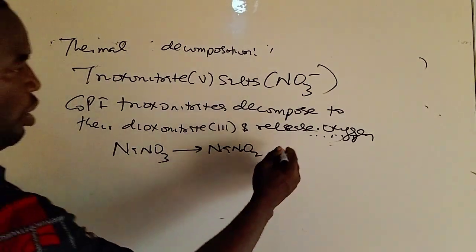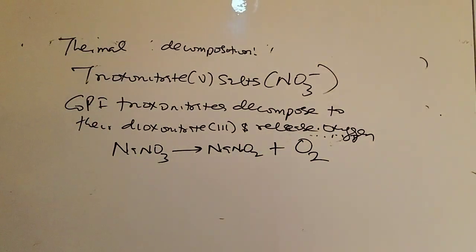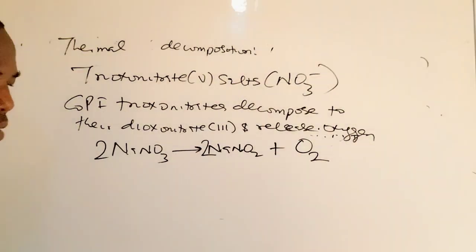And then releasing oxygen gas, as a gas, becomes O2 as a molecule. So you see the way it behaves. Balancing the equation, you need to put 2 here and put 2 here. It should be balanced.